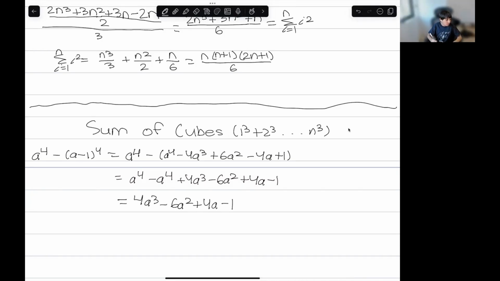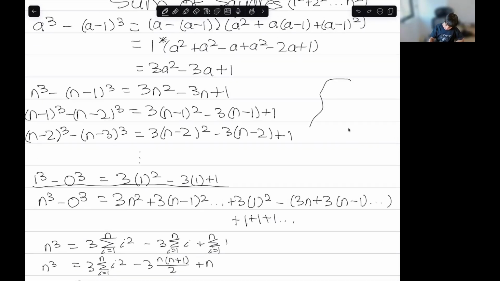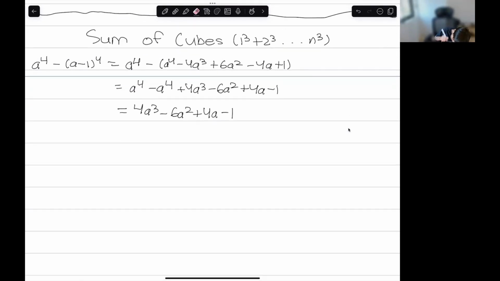So we are going to repeat this whole thing again, just like how we took a telescoping sum and added everything up. We're going to do the same thing, but with fourth powers. I'm just going to rewrite this so we know where we are. a to the fourth minus a minus 1 to the fourth is equal to 4a cubed minus 6a squared plus 4a minus 1.